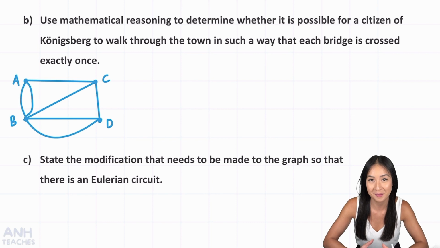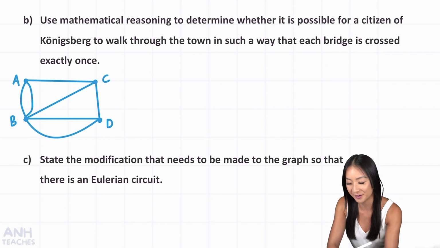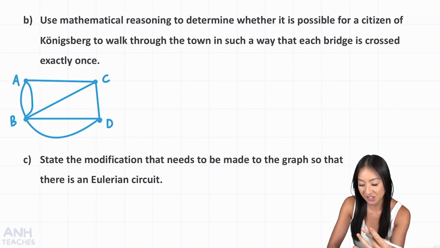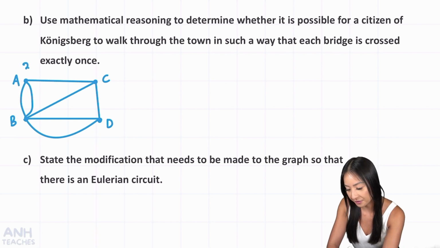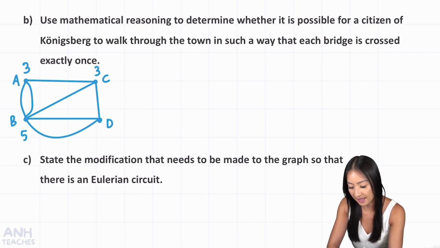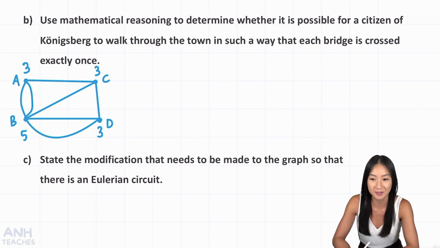So I have my graph from above copied down here, and now I'm going to check whether it is Eulerian or semi-Eulerian. So I'm going to check all the degrees of the vertices. Vertex A has a degree of 3. Vertex B has a degree of 1, 2, 3, 4, 5. Vertex C has a degree of 3, and vertex D has a degree of 3. Okay, well, this is definitely not Eulerian because all of the vertices are odd, and it's definitely not semi-Eulerian because we don't have exactly 2 odd vertices.